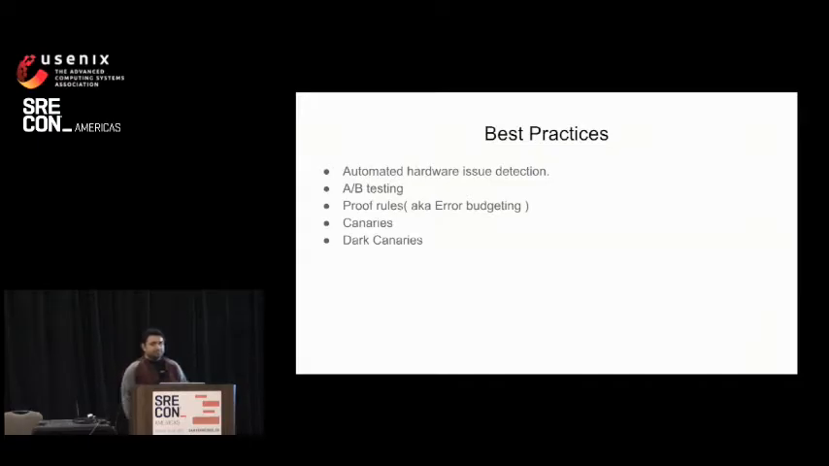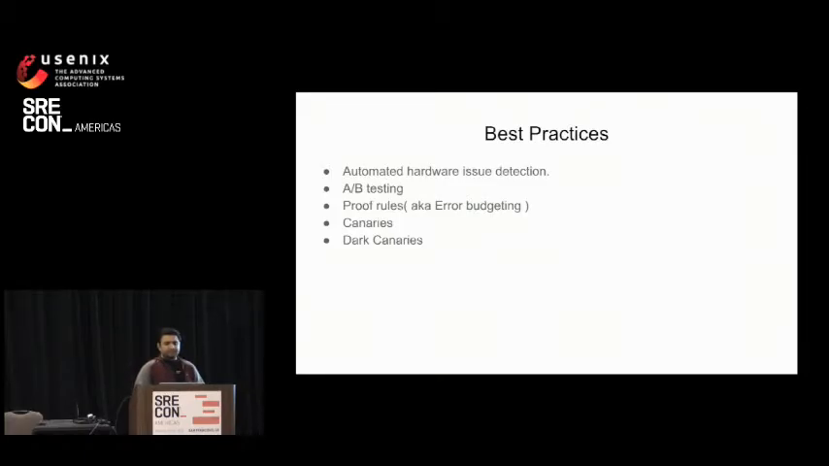This brings us to best practices. To achieve availability, bugs can be introduced anywhere, in the hardware or software, so we follow some good practices to maintain high availability. One of them is automated hardware issue detection. Whenever any node goes down, we don't want to intervene manually. We want that whole node to go out of rotation, and then sysops can investigate what's happening.